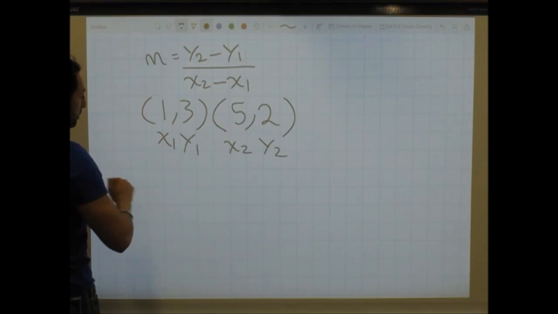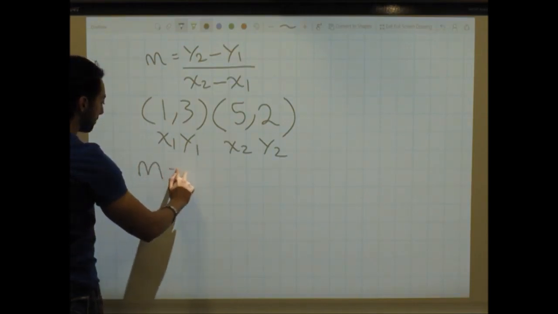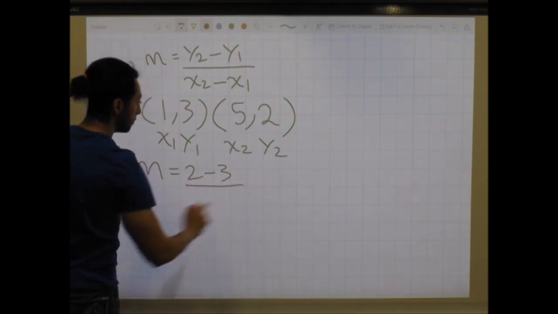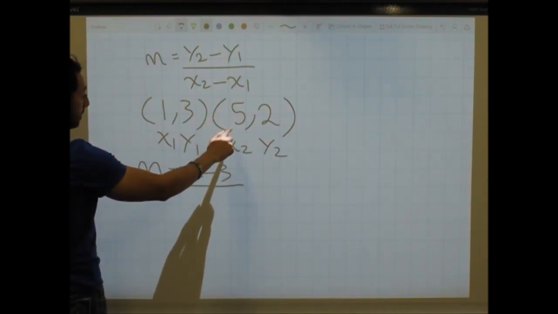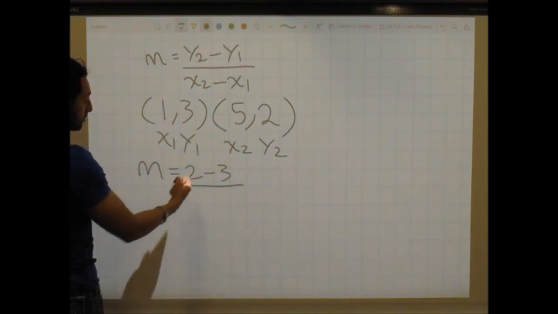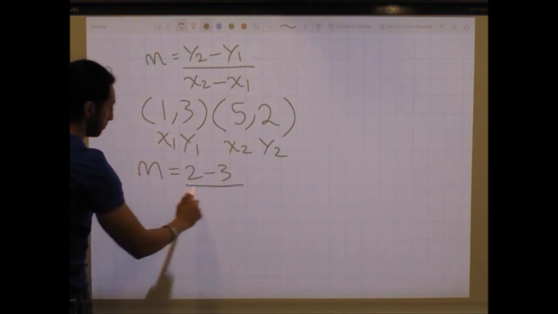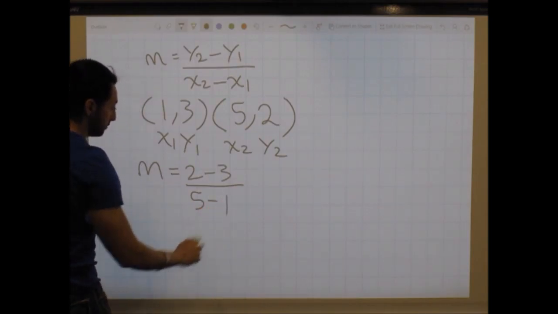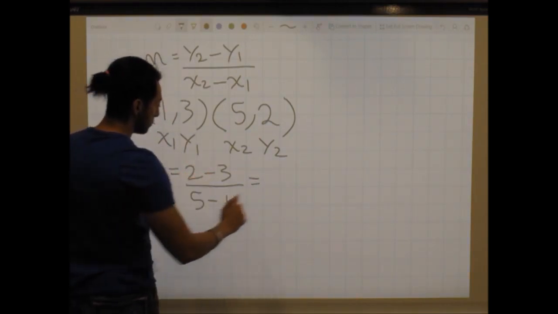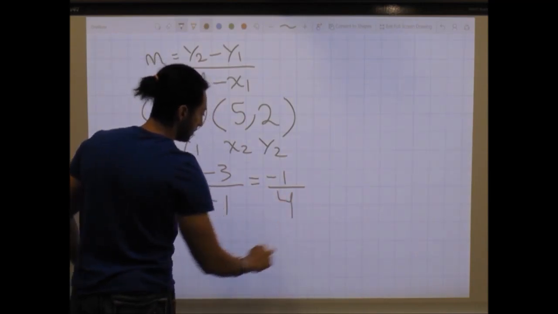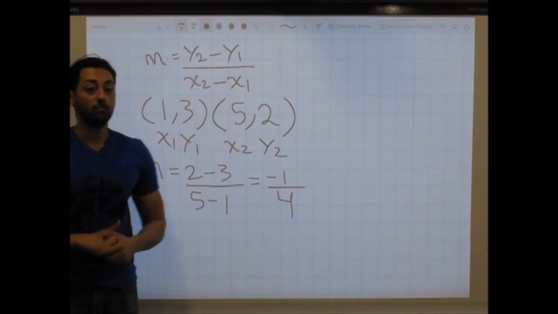So going off the formula, our m is going to equal 2 minus 3 over 5 minus 1. So this is y2 minus y1, and now we're going to do x2 minus x1, which is going to be 5 minus 1. So 2 minus 3 is negative 1, and 5 minus 1 is 4. So notice we have a negative value now.